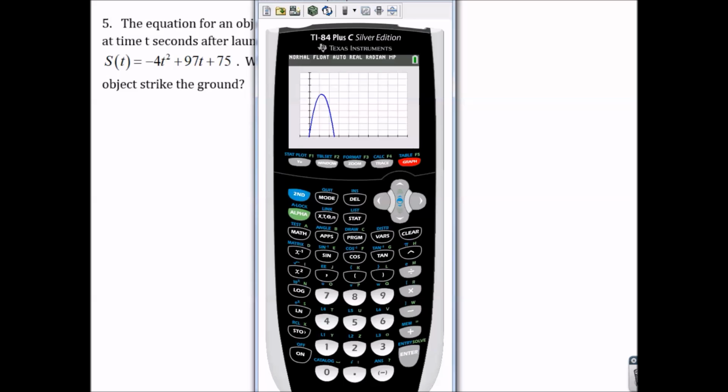So we're just going to set this equation equal to 0 because the y value is 0 when it hits the ground. It's 0 feet off the ground. And solve. So we have negative 4, and I'm going to change these to x's for right now. And that's what we're trying to solve. So a is negative 4, b is 97, and c is 75.